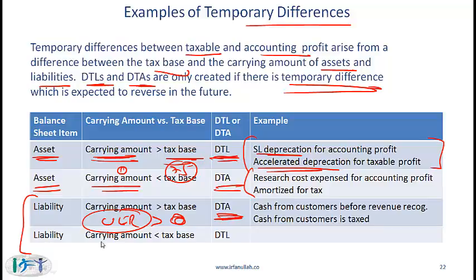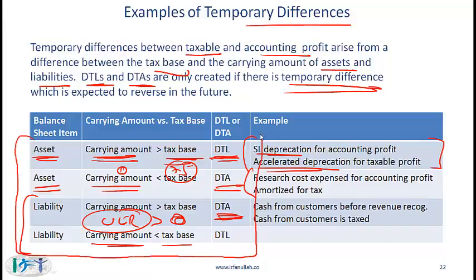If we have a liability where the carrying amount is less than the tax base, then we have a deferred tax liability. I cannot think of a good example, and I could not find a good example in the curriculum either, so I don't think this is too important. As long as you understand these points and just memorize these relationships, you are in good shape.